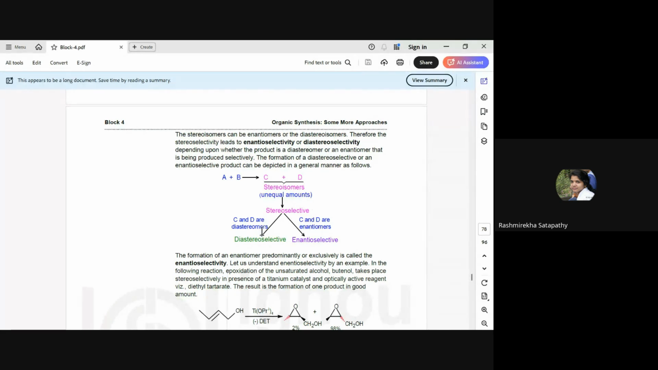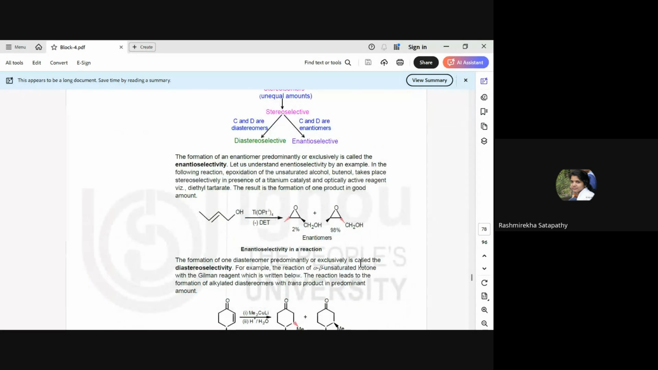C and D are diastereomers, or C and D are enantiomers; this may be enantioselectivity or diastereoselectivity. Enantioselectivity: the formation of one enantiomer predominantly or exclusively is called enantioselectivity. With titanium isopropoxide and DET, this epoxide is forming. This takes place 98% stereoselectively in the presence of a titanium catalyst and an optically active reagent.